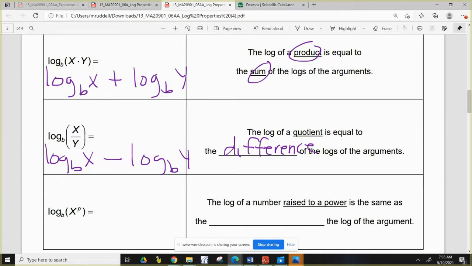The next one says the log of a number raised to a power is the same as the power times the log of the argument. So we're going to move this p to the front and make it p times log base b of x. Okay. It's just summarizing the 3 properties that we discovered on the first page.